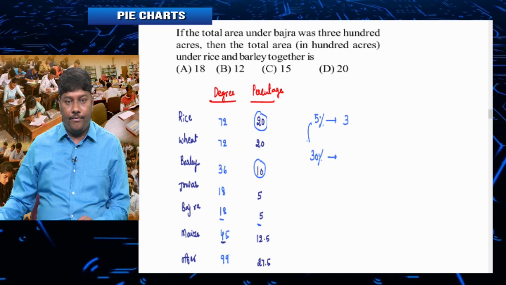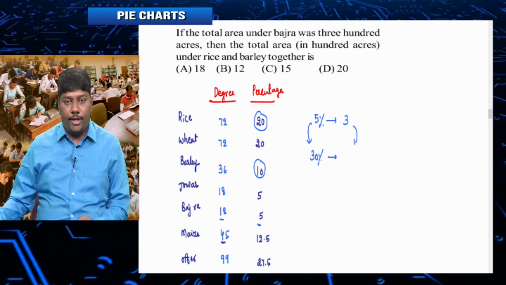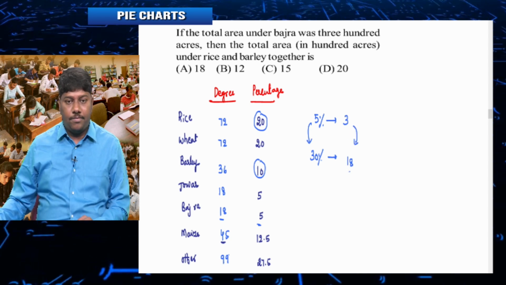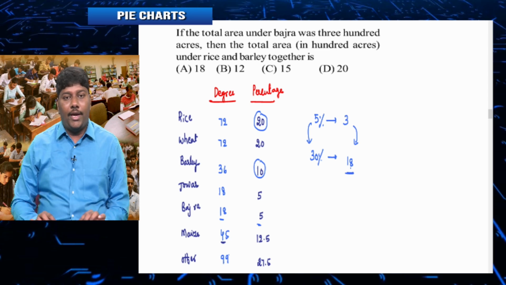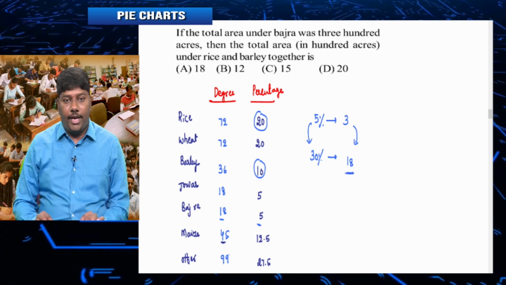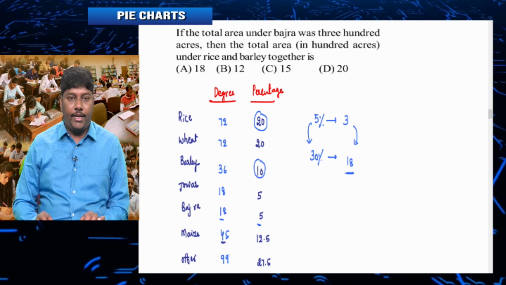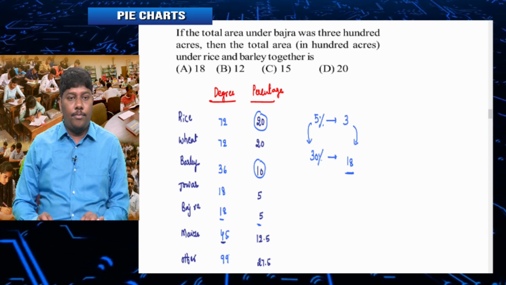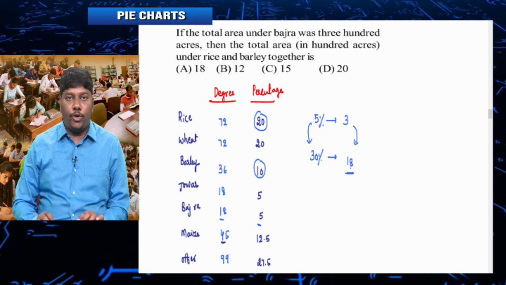I would say 5 into 6 is 30. 3 into 6 is 18. So, I can say it is simply 1800. So, the highest, 1800 acres, comes under both rice and barley together.